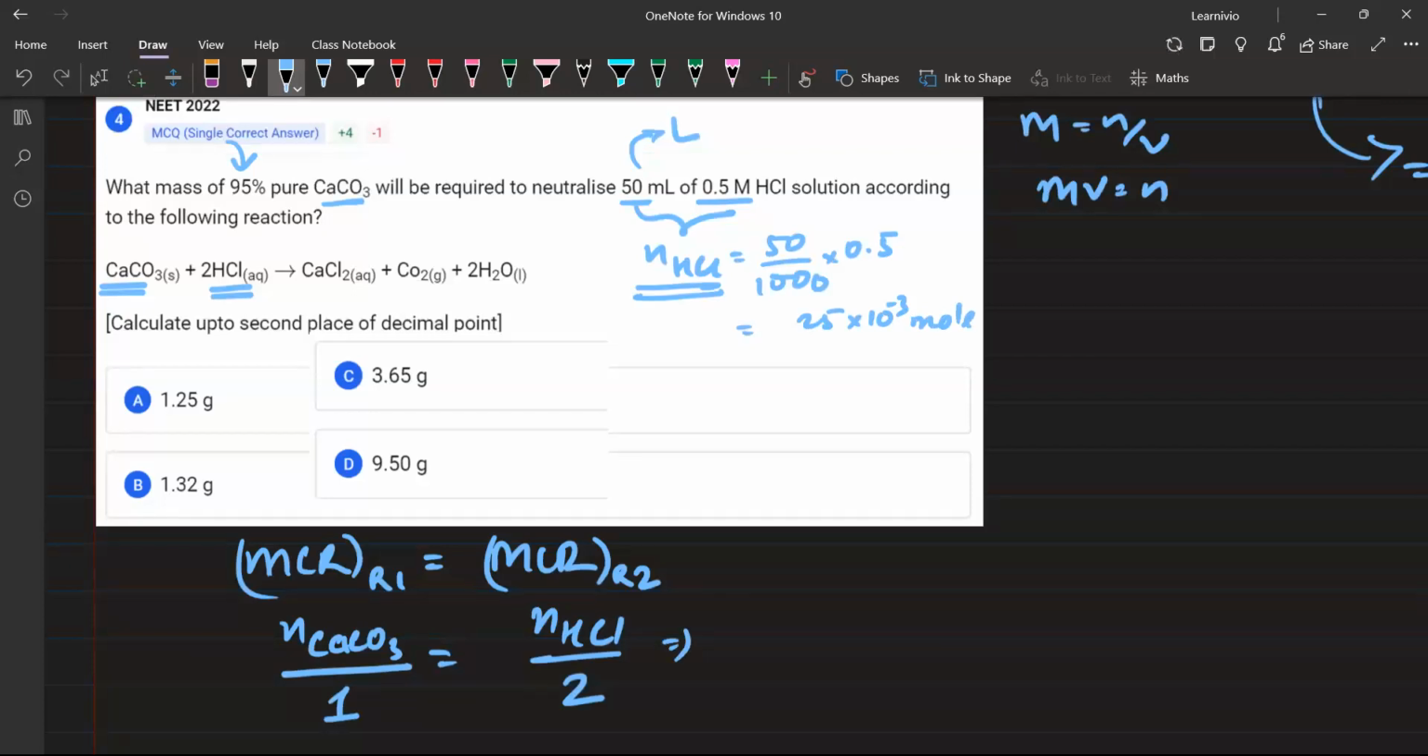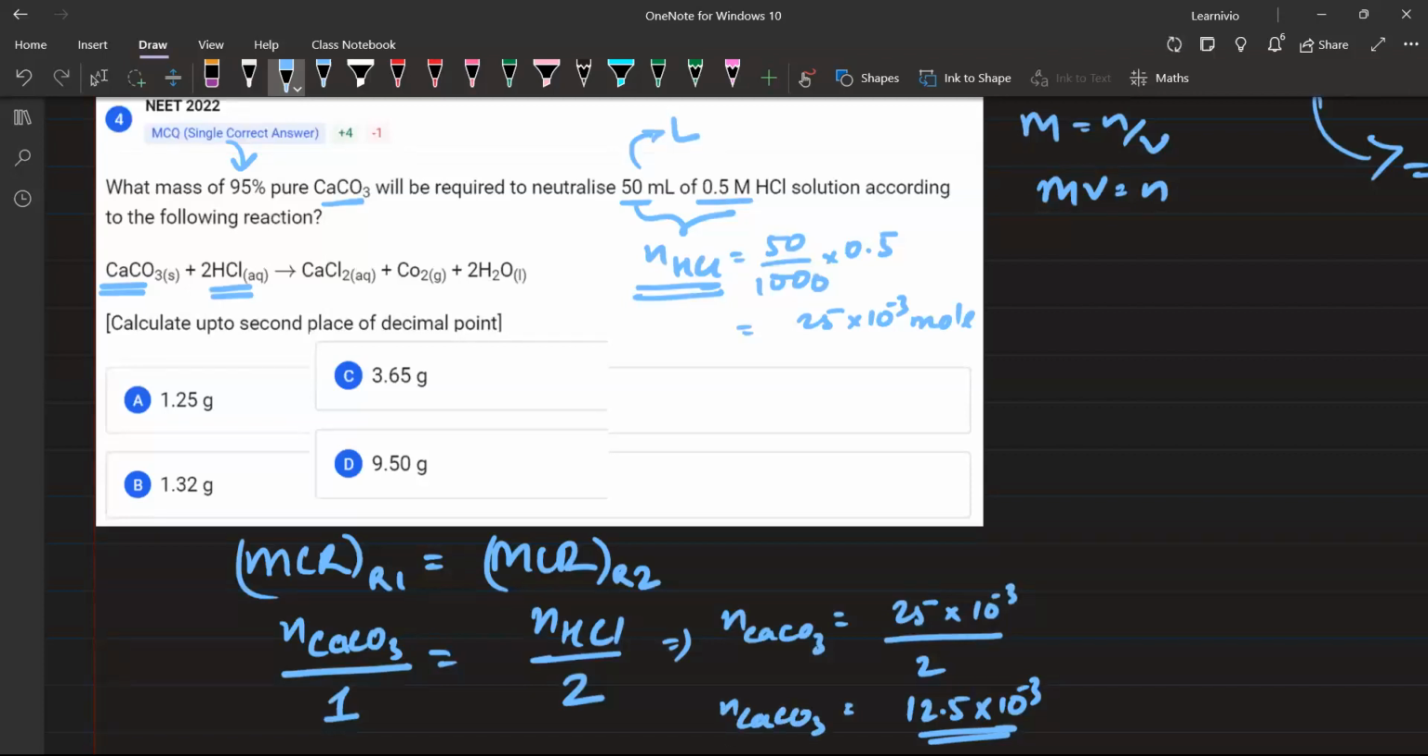So what you needed to do was, number of moles of CaCO3 that will be required will be equal to 25 into 10 to the power minus 3 divided by 2. This many moles of CaCO3 is required. So this will be equal to 12.5 into 10 to the power minus 3. This is the number of moles of CaCO3 that is required.